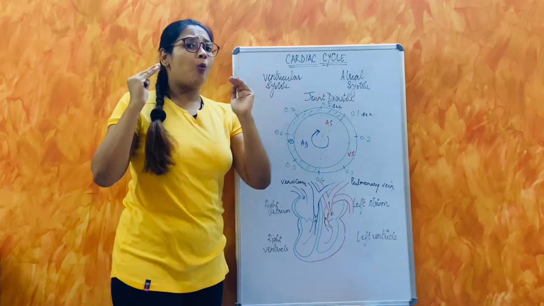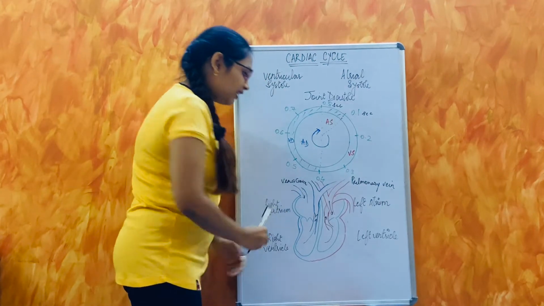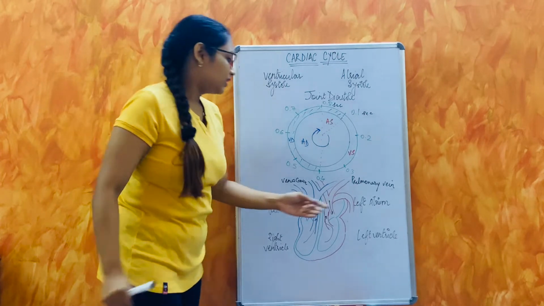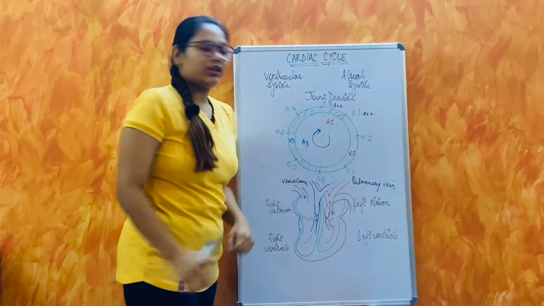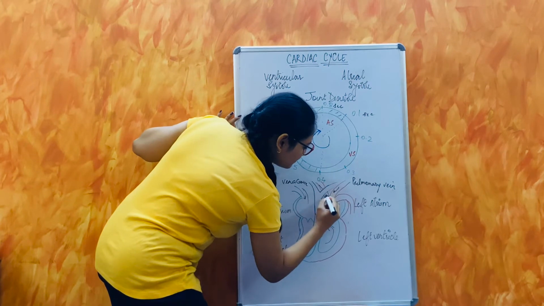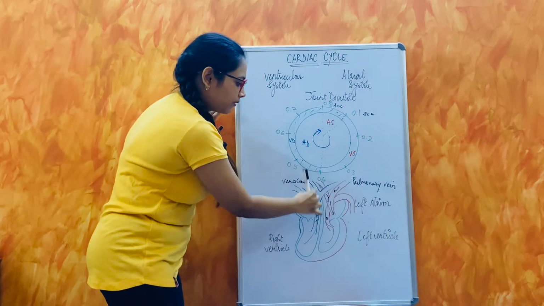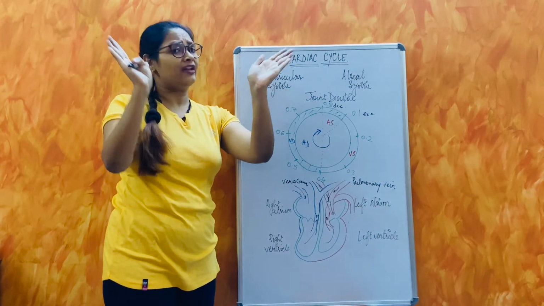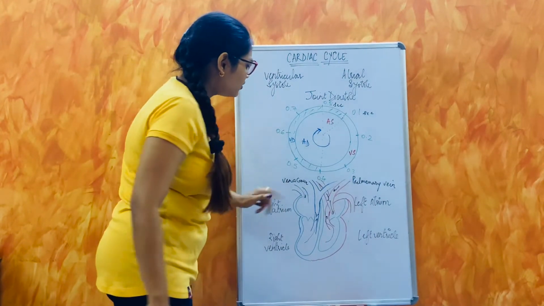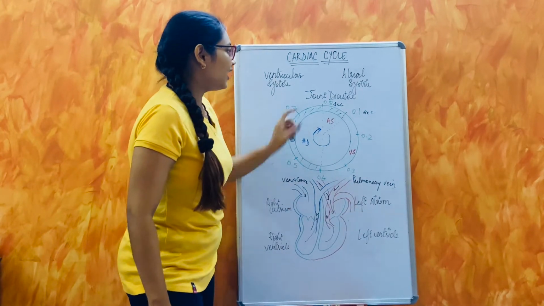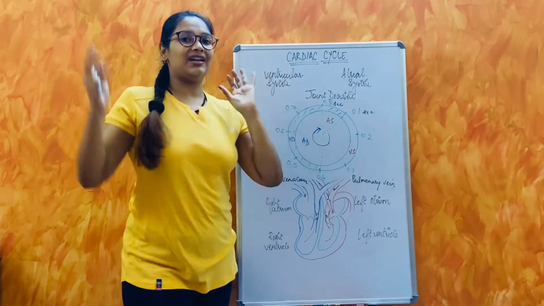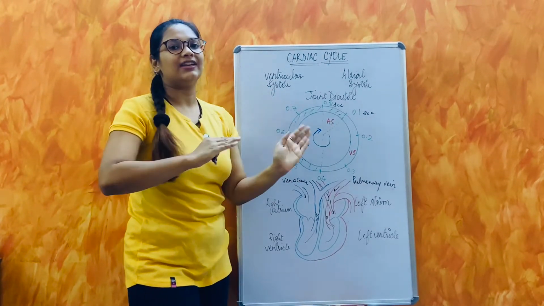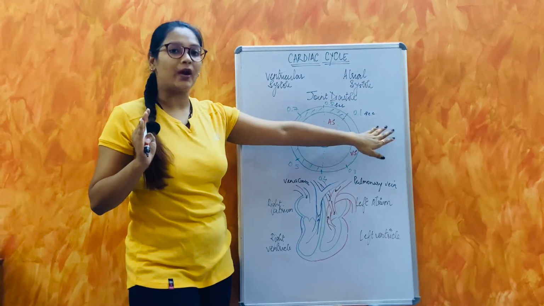So right now, what is in the atria? The right atrium contains the deoxygenated blood from the vena cava and the left atrium contains the oxygenated blood from the pulmonary vein. It is bifurcated here, both the pulmonary vein and the pulmonary artery, because it does bifurcate in real life as there are 2 lungs. Now the atrial systole is the atrial contraction, and it lasts for about 0.1 seconds.